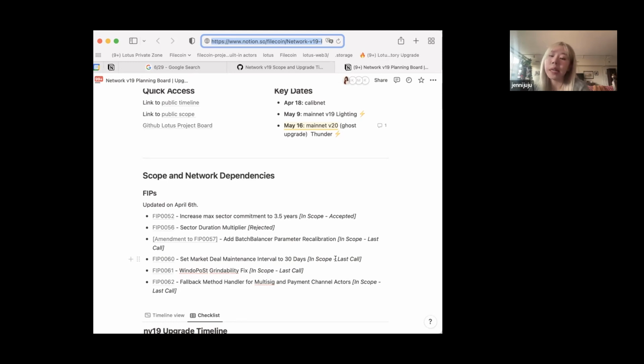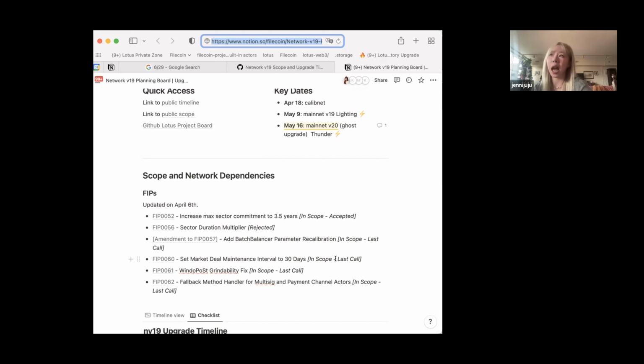We are also including FIP 60, which is a big one. The title is set the market deal maintenance interval to 30 days, which means the deal payout is moving from 1 day to 30 days. This is going to dramatically help the recent longer block validation time that we're seeing, because this is taking a lot of the cron usage in the market actor.